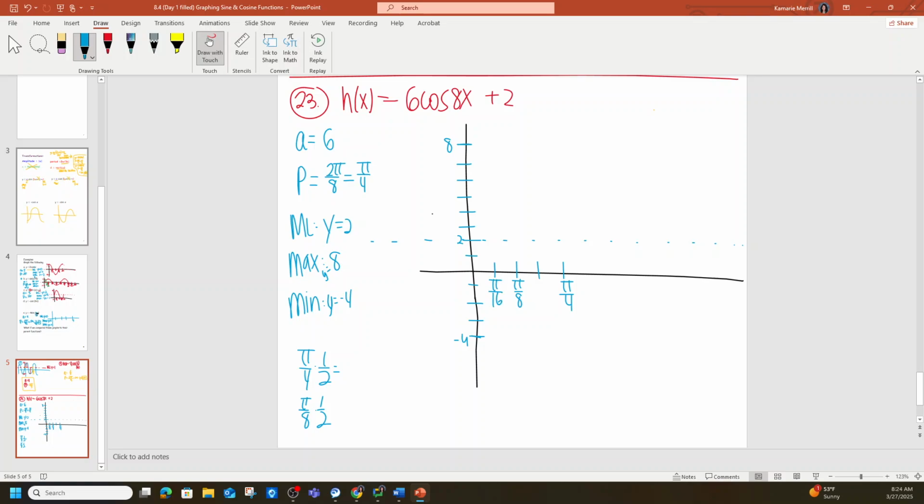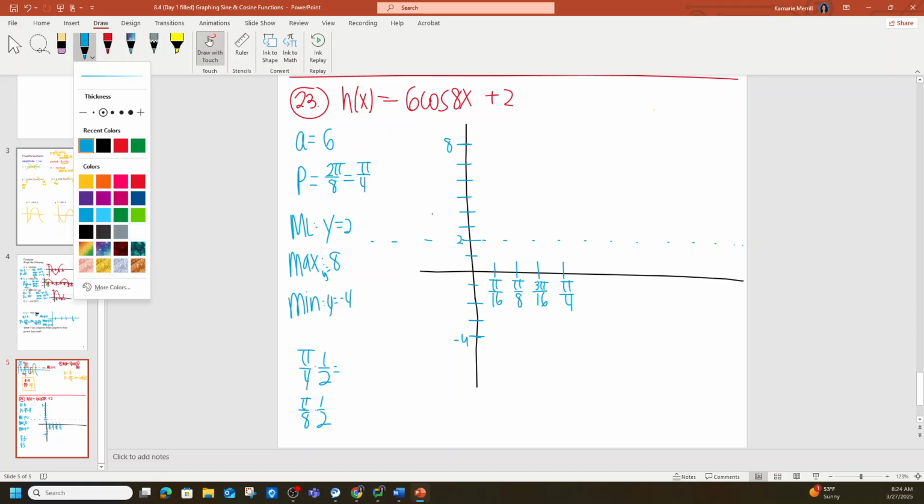As soon as you get pi 16, now we count by it. Okay, 1 pi 16, 2 pi 16, 3 pi 16. Okay, we're all labeled. Perfect. I'm going to take it in red and do all of our 5 key points, and then we have it.